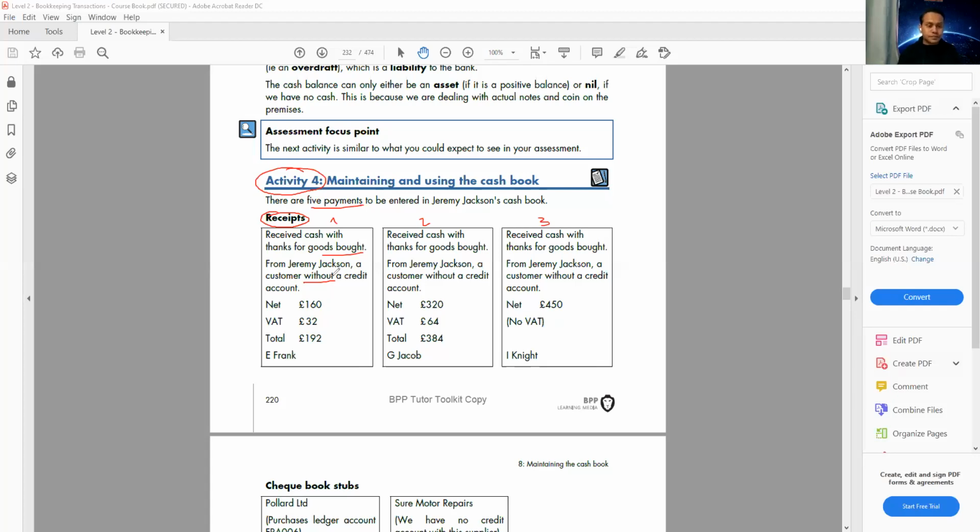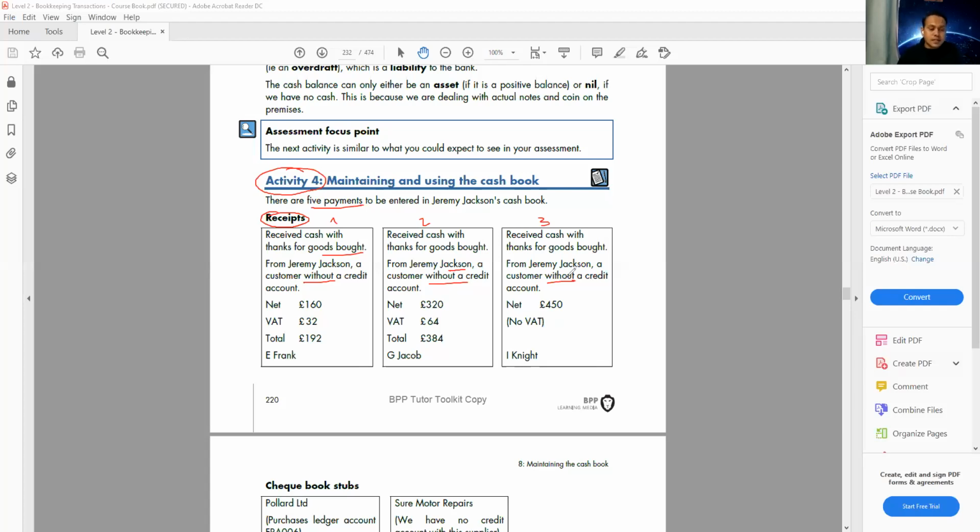So Jeremy Jackson is a customer without a credit account, so you understand this is a cash transaction. The next one, again Jeremy Jackson, a customer without a credit account. This one also is without a credit account. That means all these three payments I paid to my supplier will be treated as cash transactions because they are without a credit account. So this one is clear for us.